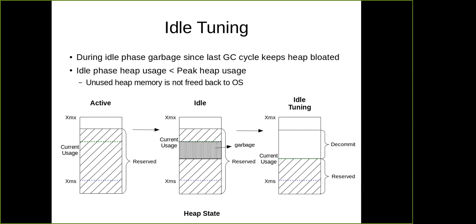If you can collect that garbage and decommit the memory, decommit meaning return the memory back to the OS, that's the state indicated in the last diagram, which has the heading of idle tuning. You can see a large part of the heap we are able to decommit if we do a GC cycle. That will also reduce the memory footprint of your application. So this is the tuning that we have done in OpenJ9.